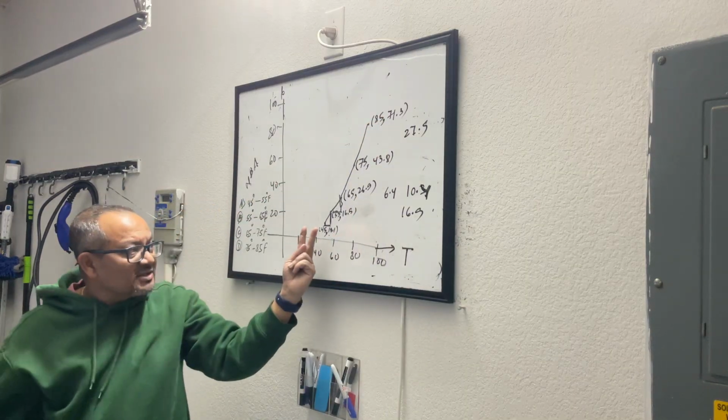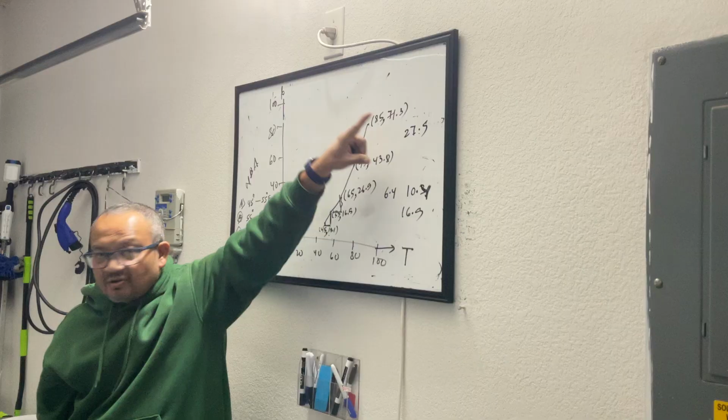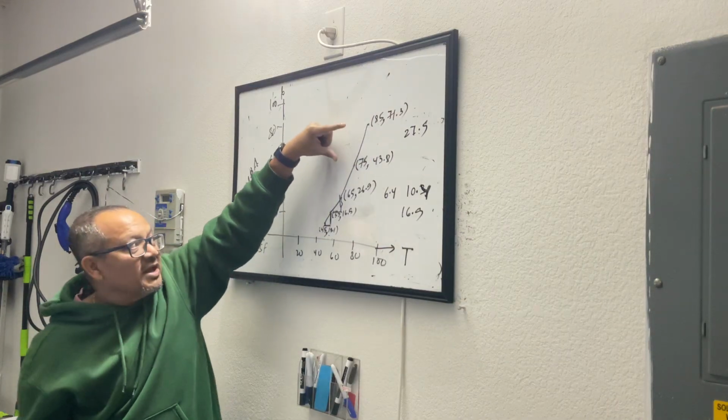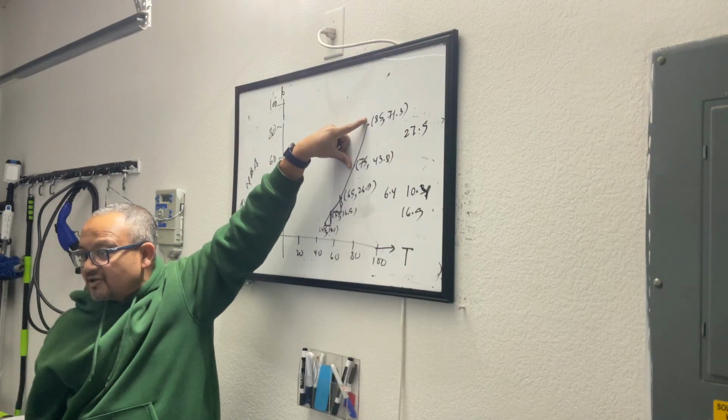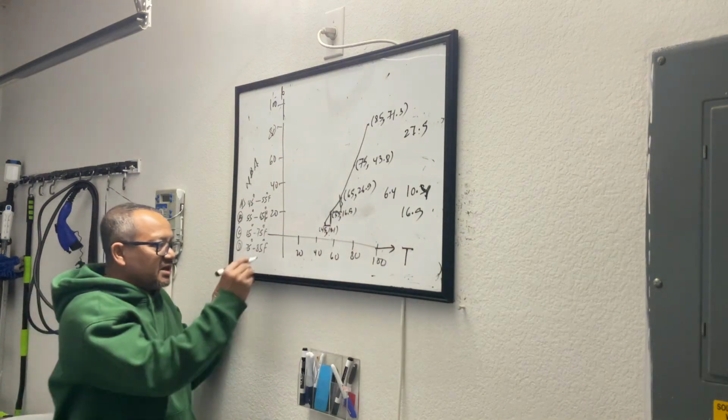So your run is the same in all the cases, but your rise is maximum for this range. So that's why 75 to 85, this is where your rate of change is the highest, which is option D.